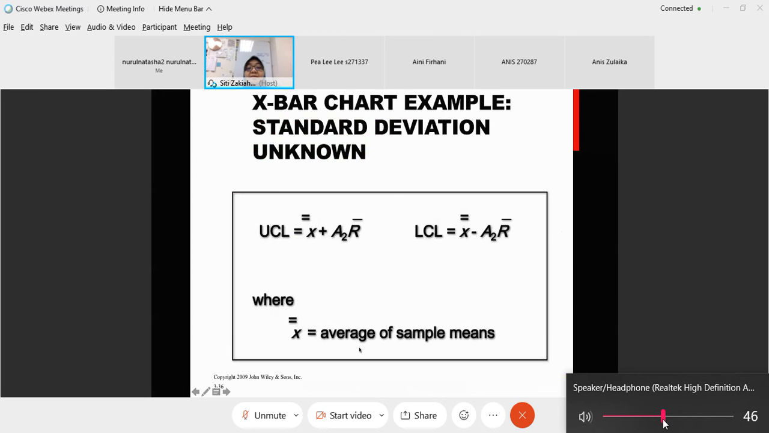Okay, this is the formula. UCL is equals to X double bar plus A2 and R bar. Please be alert. R is the range. A2 is a constant. Okay? LCL is equals to X double bar minus A2 and R bar. Where X double bar is the average of sample means. You dah dapat sample mean, but you do another average. That's why it's called X double bar, right?